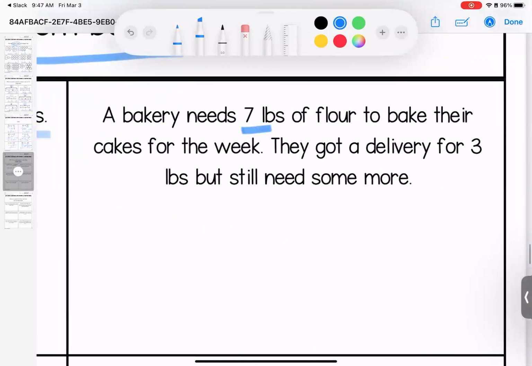A bakery needs 7 pounds of flour to bake their cakes for the week. They got a delivery of 3 pounds, but they still need more.